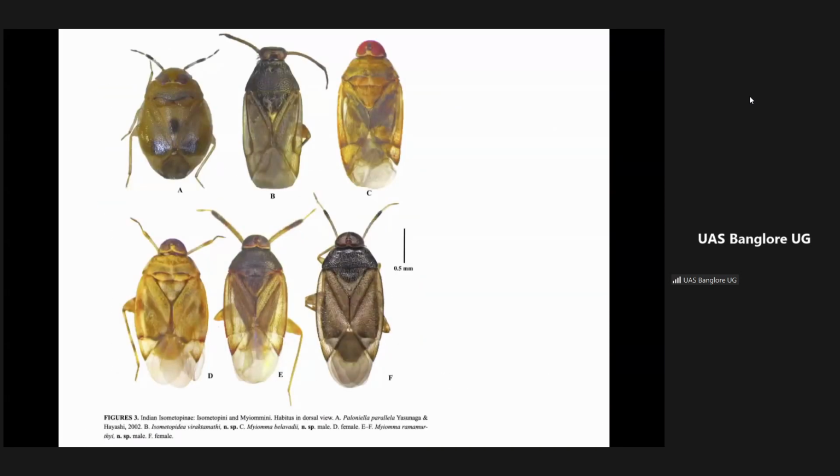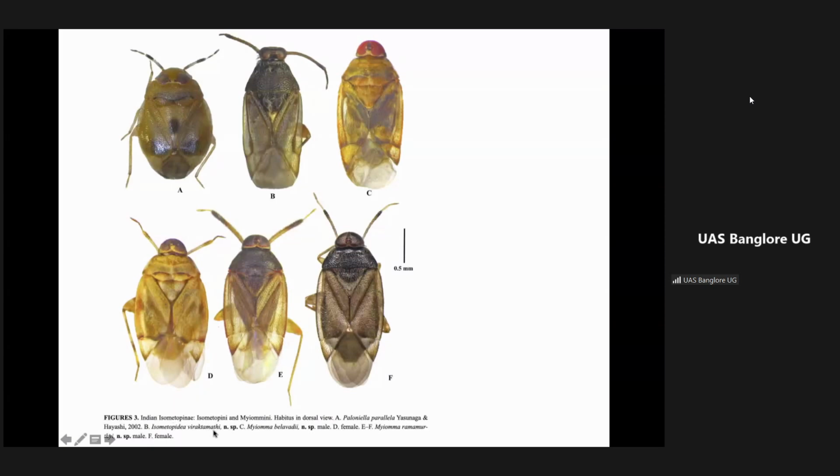Anyway, these are some of the insects which I have named after my professors. For example, you see Viraktamati. Viraktamat is my professor, so I have named it after him. And there's one more professor, Dr. Belwadi. I have named it after Dr. Belwadi because he is my professor. If you like, you can name after your girlfriend, your boyfriend, or whatever it is. Or if you don't like somebody, you can still name after them.